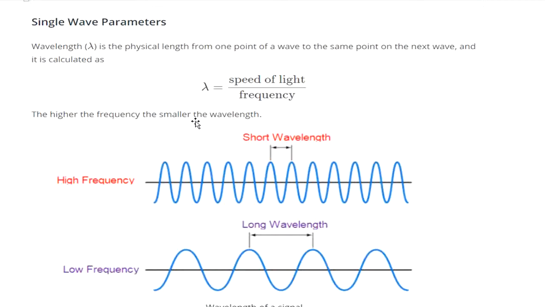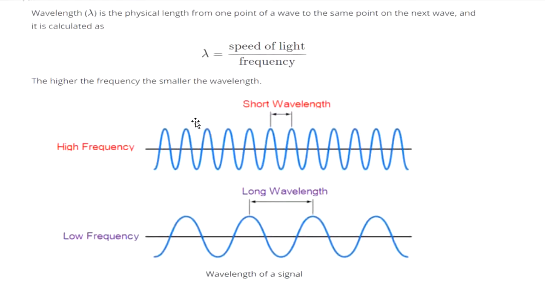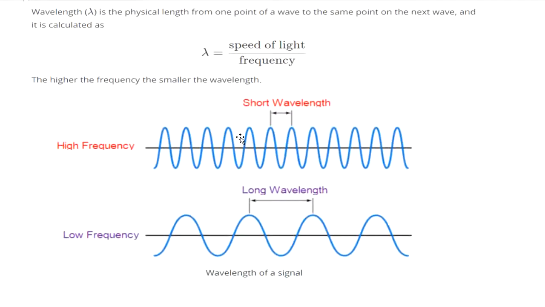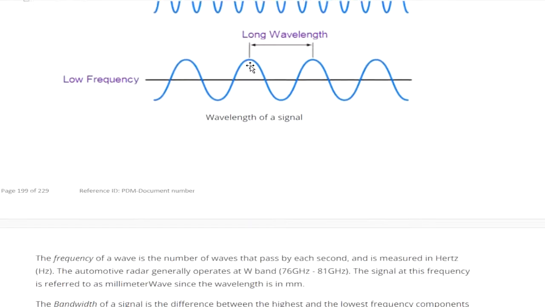The wavelength is the physical length from one point of the wave to the same point on the next wave. This is, for example, the wavelength right here, from here to here. The short wavelength from here is greater with low wavelength. Here you can know it's low frequency, and this is the high frequency, right? Wavelength is the ratio between the speed of light and frequency.